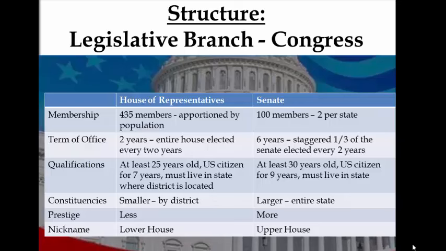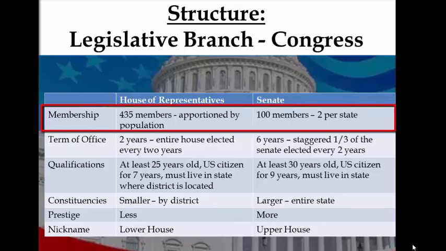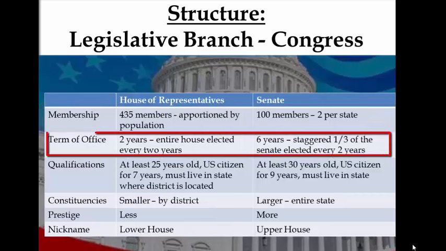Here is a chart of how the two houses match up. And if you're taking notes, you might want to hit pause and write this down. First off, there's 435 members of the House of Reps, and the number per state depends on the population of that state. Whereas there's 100 senators and 2 per state in the Senate. For the term of office, the reps in the House serve for 2 years, while senators serve for 6 years. And here the elections are staggered so that one third of the Senate is running for office every 2 years.